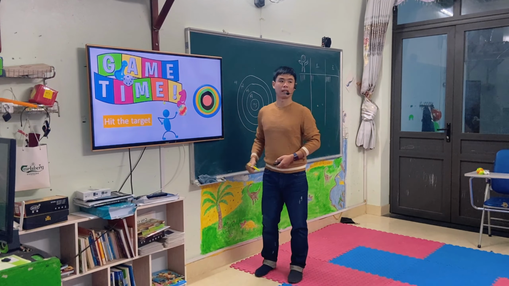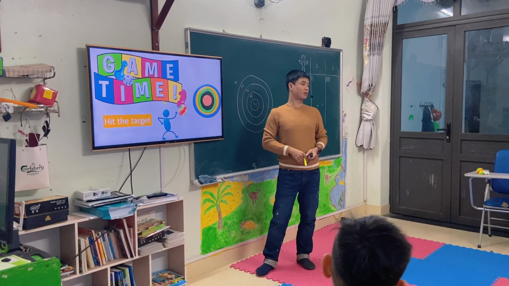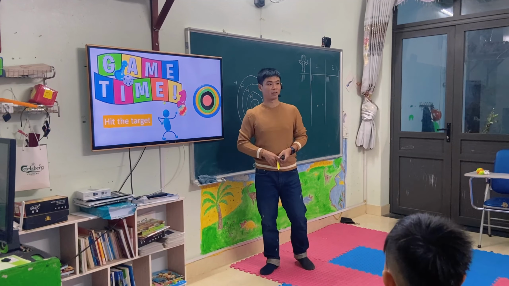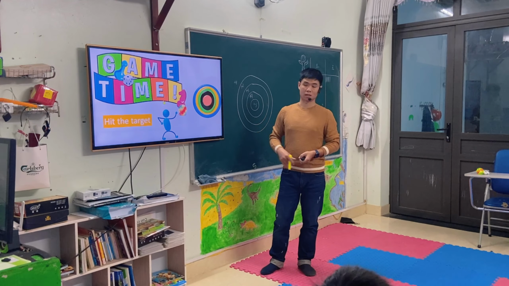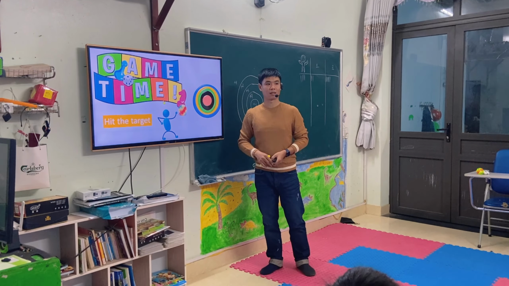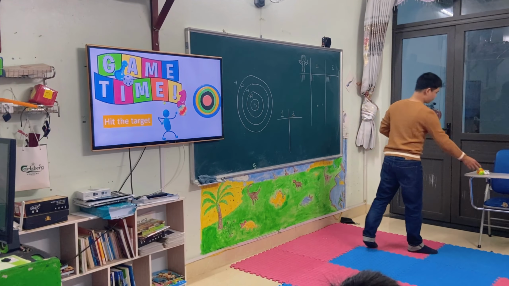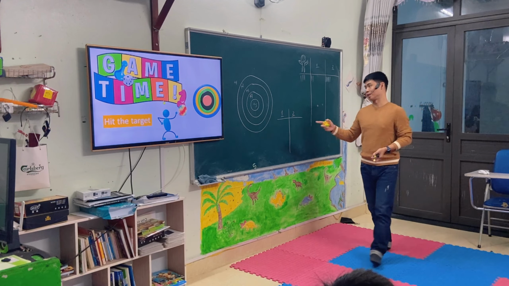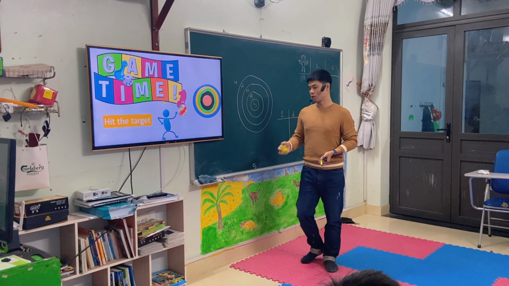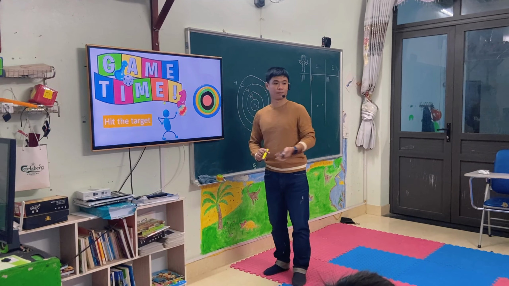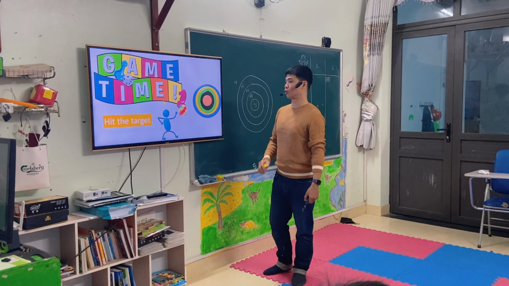Let's see that. Hit the target. Everyone in one group will read all together the words you have just read before. And then one of you comes here, holds the sticky ball, and hits the target and gets the points for your group. So now let's come with the good one, with the four of you.